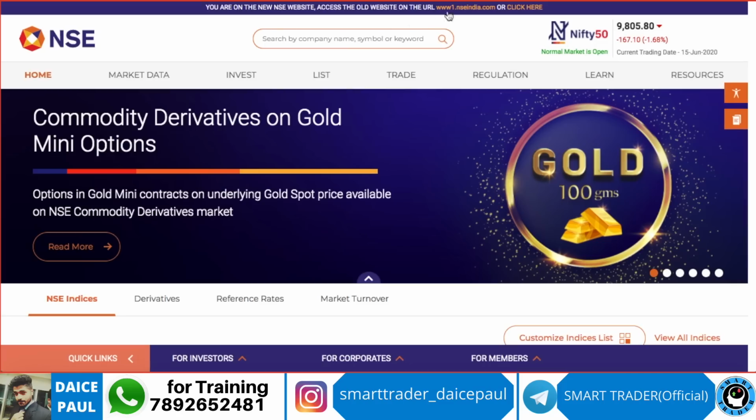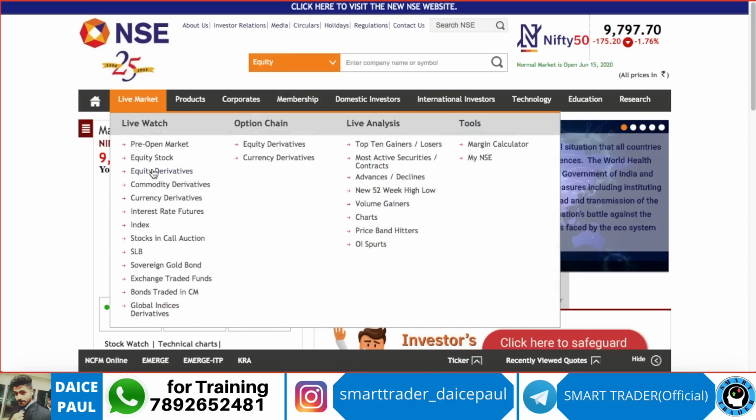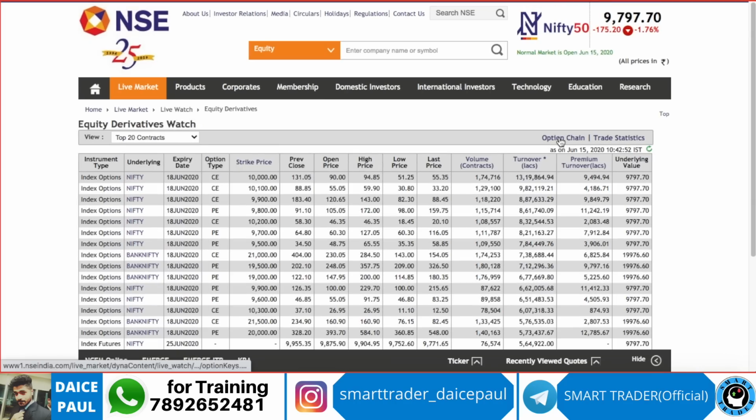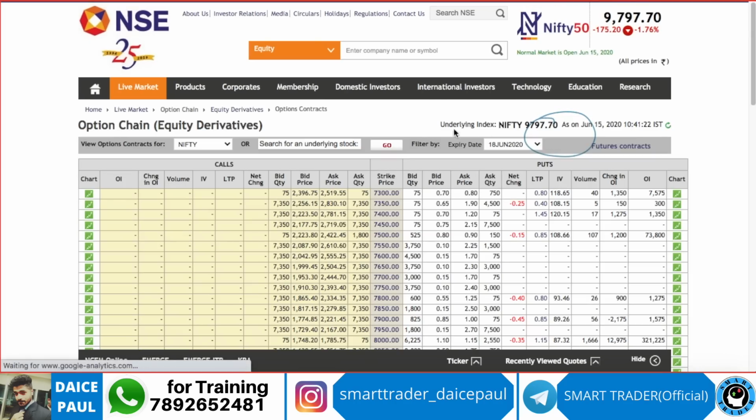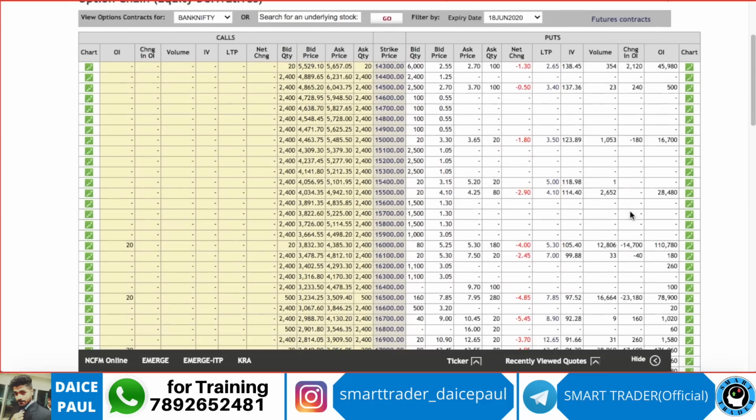There is the option chain. For example, if you go to our old website, www.1.nsindia.com, over here you can go to equity derivatives. In equity derivatives, you see the option chain over here, click on this. Either you can search for stocks here, or else you can check your Nifty, Bank Nifty over here. So click on Bank Nifty over here. You will get all the details of Bank Nifty.